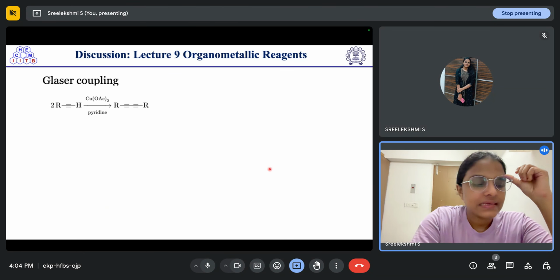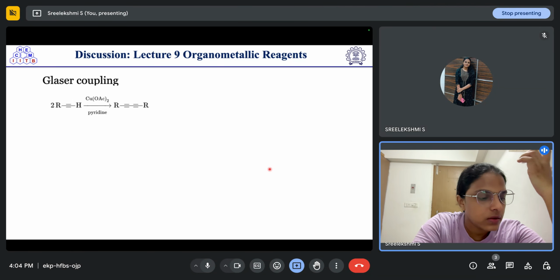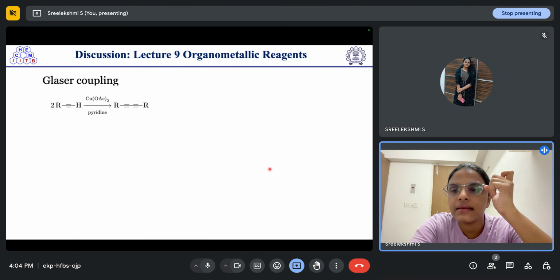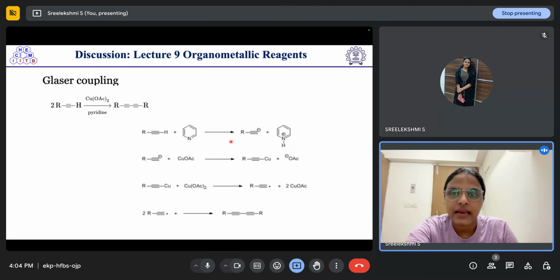Now we will see some of the reactions which we saw in lecture 9, that was regarding organocopper reagents. We have seen the Glaser coupling and Castro-Stephens coupling. So Glaser coupling is basically the homocoupling reaction of two terminal alkynes in presence of copper salt and pyridine base. So the mechanism is like this.